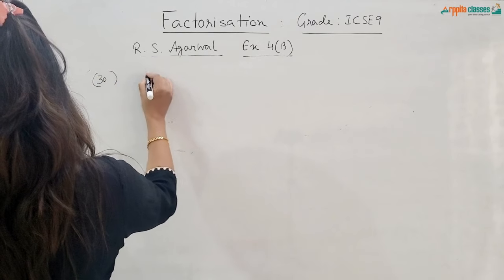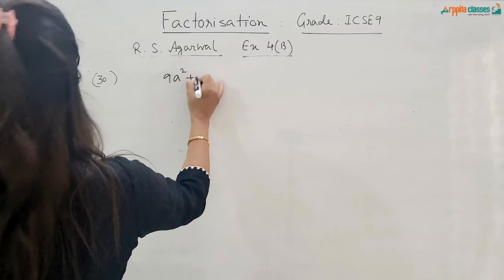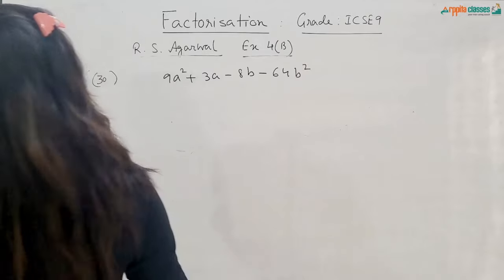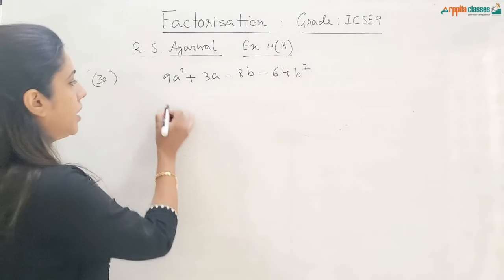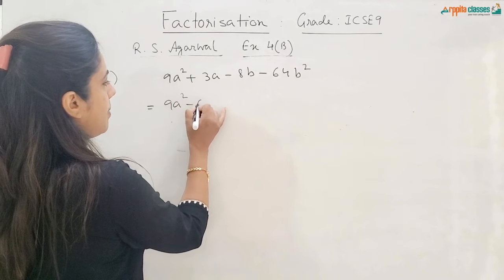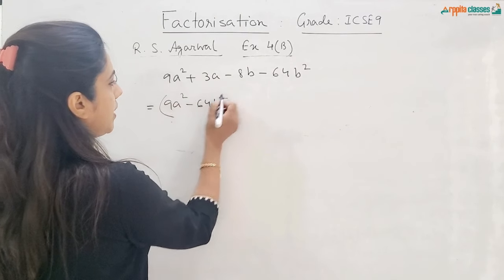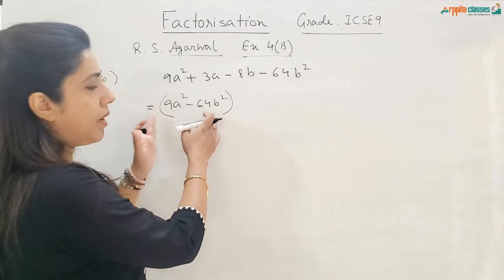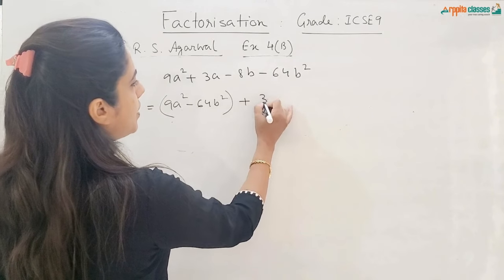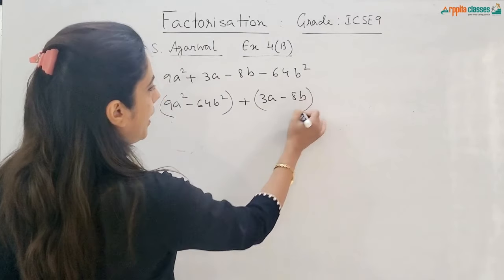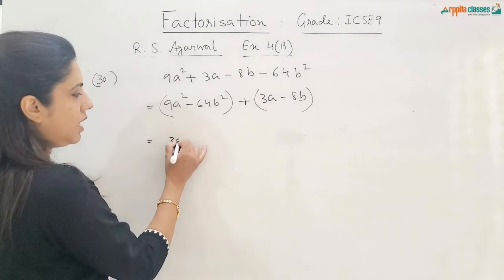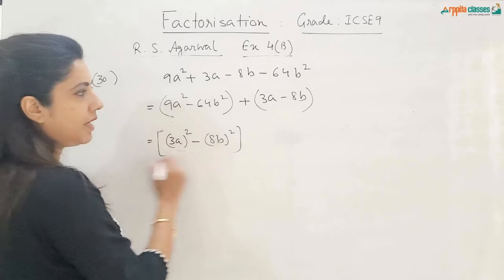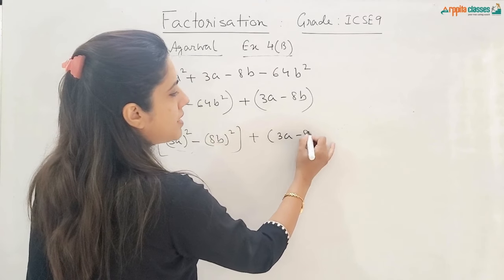Question 30 is 9a square plus 3a minus 8b minus 64b square. There are 4 terms, so I'll be grouping it. I'll take 9a square minus 64b square together. Why did I take these two terms together? Because these are showing me perfect square terms, okay? And plus 3a minus 8b I'll be taking together. Now this is 3a the whole square, this is 8b the whole square in one bracket, plus 3a minus 8b.